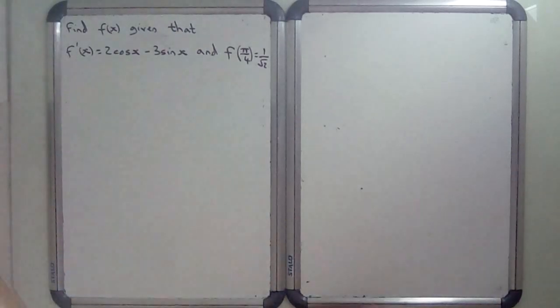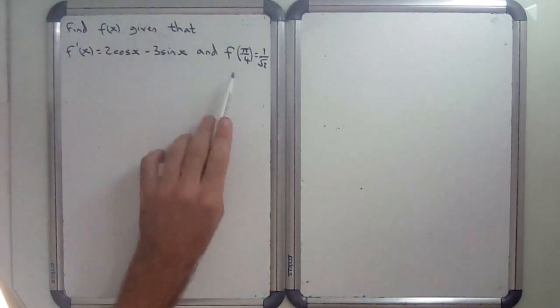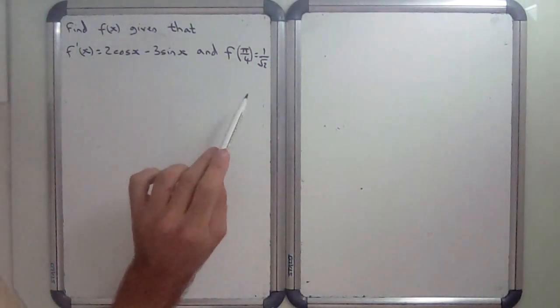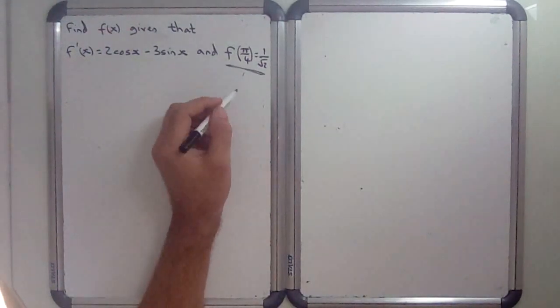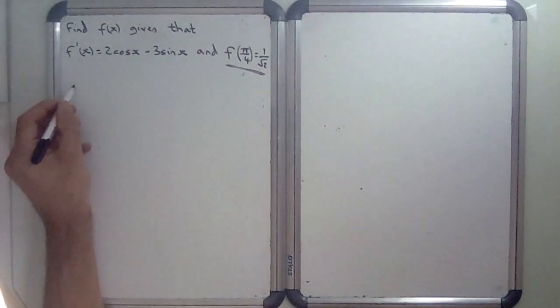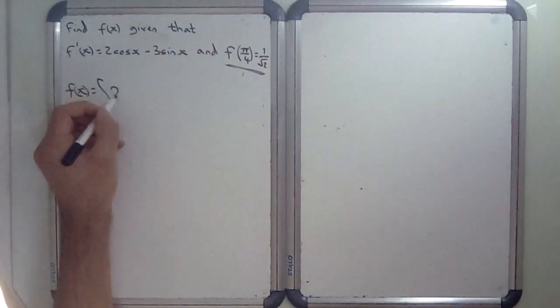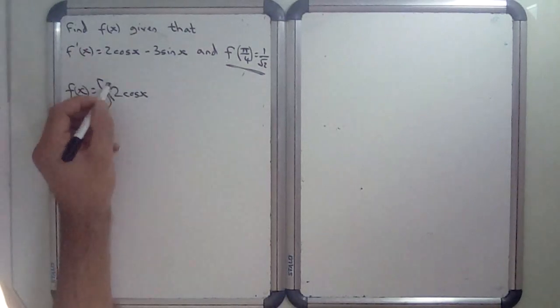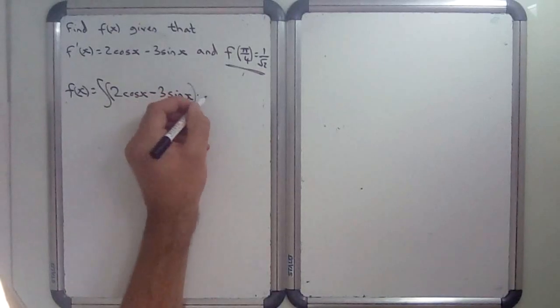Find f of x given that f dashed x equals 2 cos x minus 3 sine x, and f of pi by 4 is 1 over root 2. So this will come later for finding c. To find f of x we need to integrate f dashed x. So f of x equals the integral of 2 cos x minus 3 sine x with respect to x.